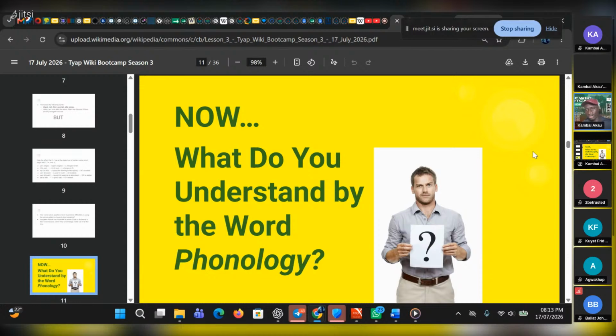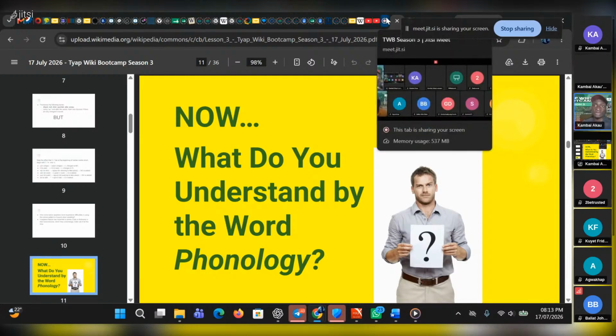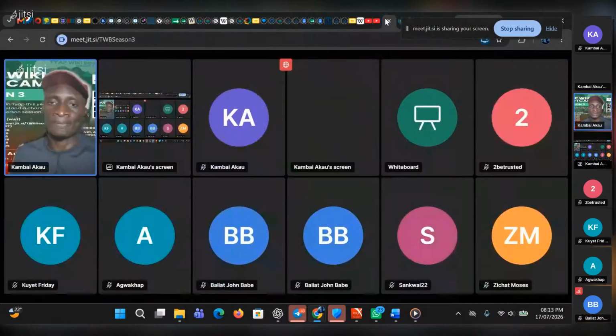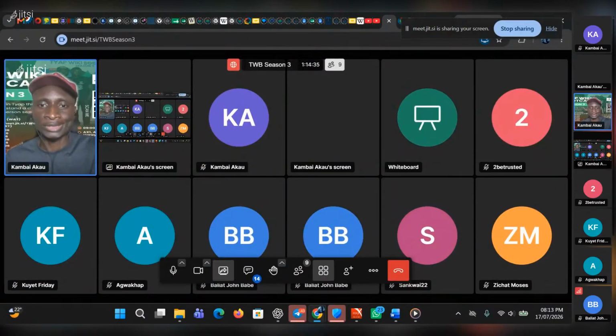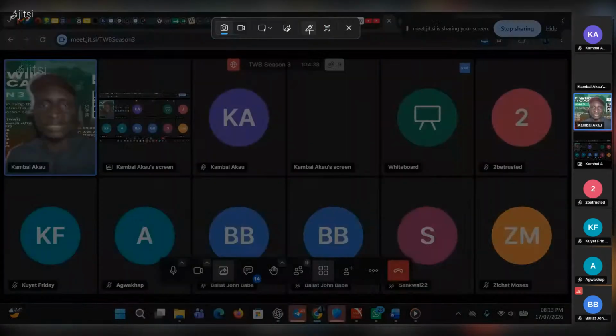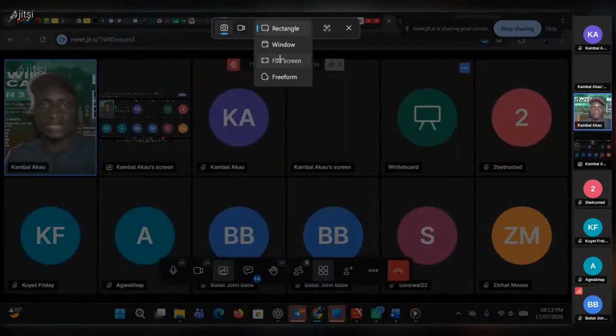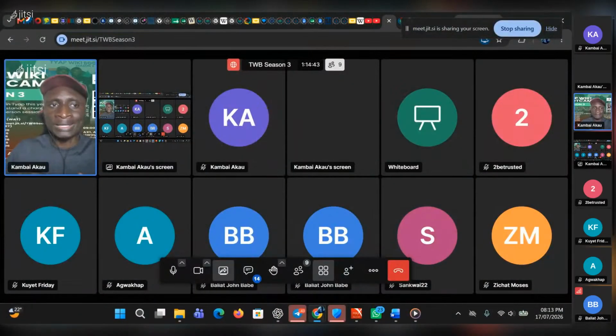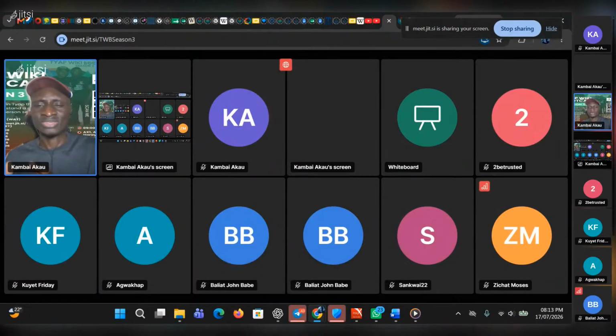So now, what do you understand by the word phonology? All we have done thus far is phonology. So I will need somebody to unmute and then tell us what is meant by phonology. What do you understand by the word phonology? Just according to your own understanding. You don't have to be very bookish about the whole thing. Just your own understanding, what do you mean? What is meant by phonology?